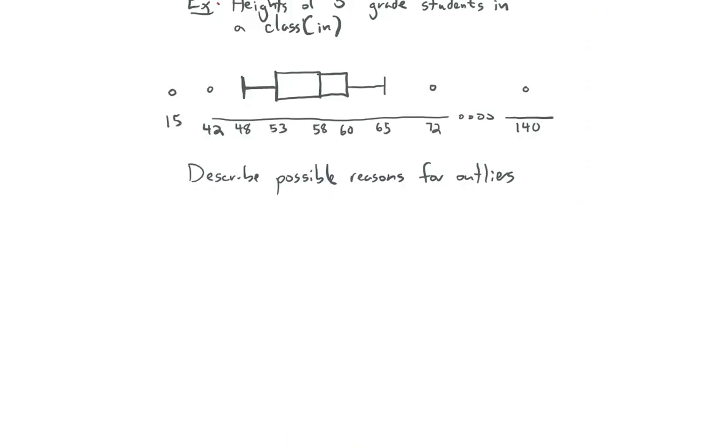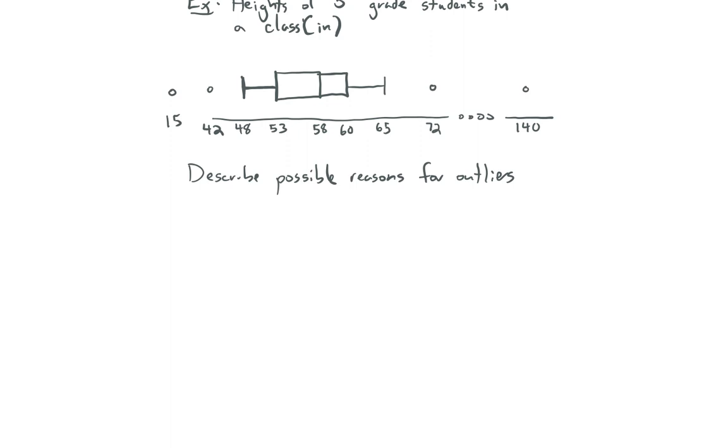And let's look at some examples of this here. So we're going to use a box plot to do this. So let's say we did a study of heights of 5th grade students in a class, and then we'll do it in inches. And just as a reminder, 48 inches is 4 feet, 60 inches is 5 feet. These might be tall 5th graders. I have no idea. I just kind of made this data out of thin air to get a point across. But hopefully you're okay with all of this.